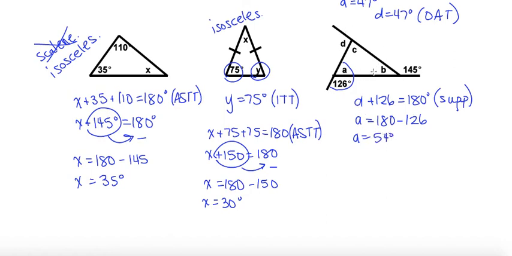I can use the same strategy to solve for B. So B plus 145 is equal to 180 degrees. Again, that's the supplementary angle theorem. So solving for B, B is equal to 180 take away 145. So B is equal to 35 degrees.